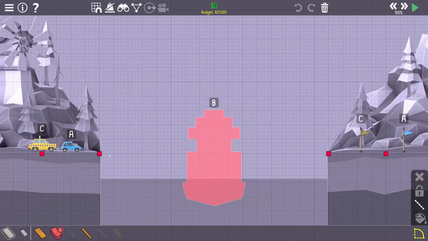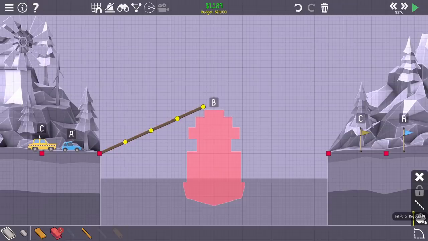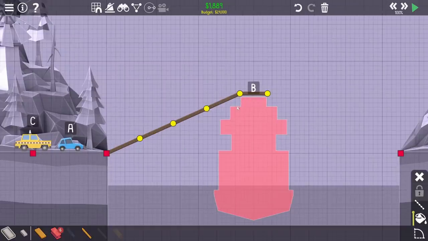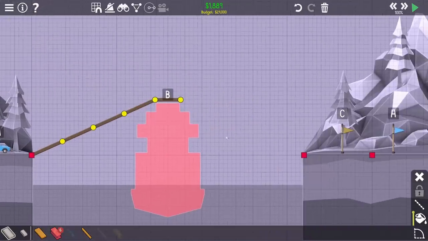We're going to come down here. We're going to do a straight line to there. We're going to fill that in with road. And then we're going to build our bridge on this side. And then we'll just mirror it over there.